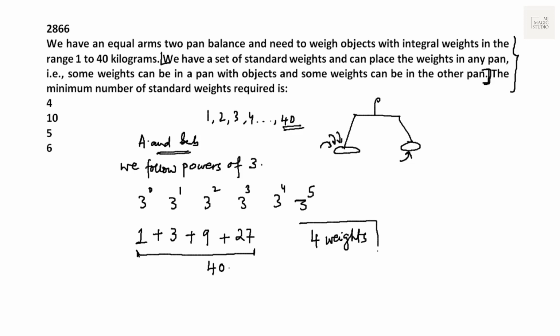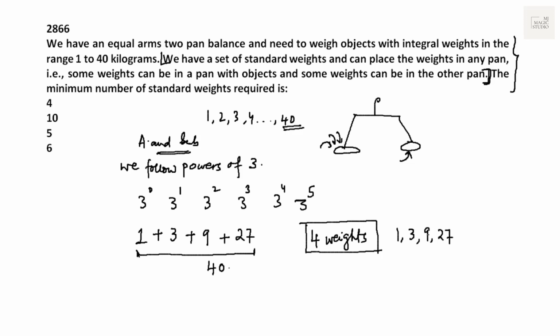This is the smallest number of weights with which we can weigh any number between 1 to 40 in one go, and the weights are nothing but powers of 3 starting with 3 to the power 0. If I put 1 on this, I can weigh 1. Then to weigh 2, I'll put 3 on one pan and 1 on this one. Then 3 is also weighed. 4 is 3 plus 1. 5 is 9 minus 3 plus 1. 6 is 9 minus 3.